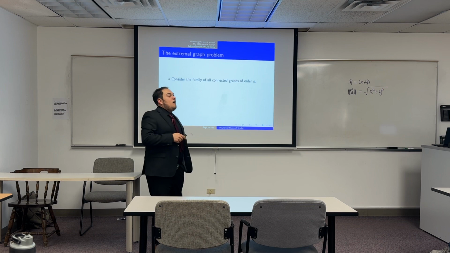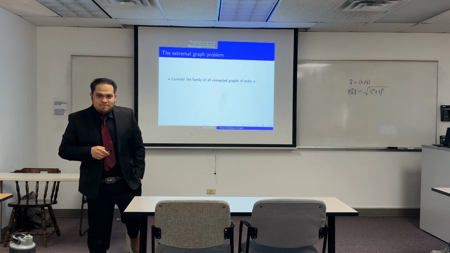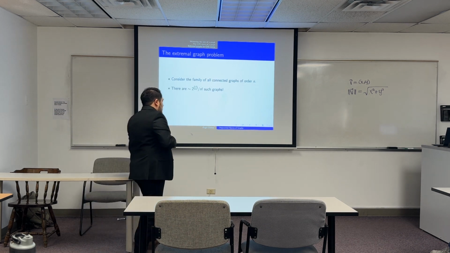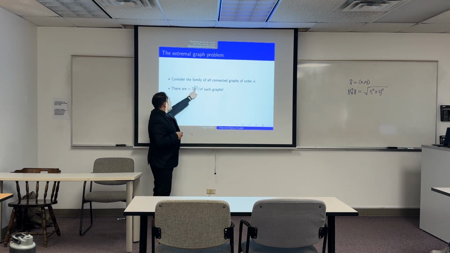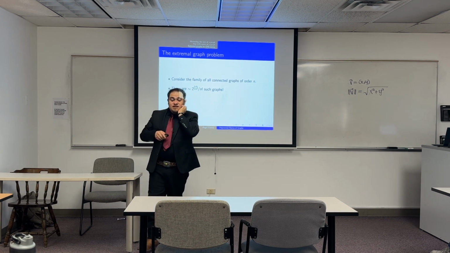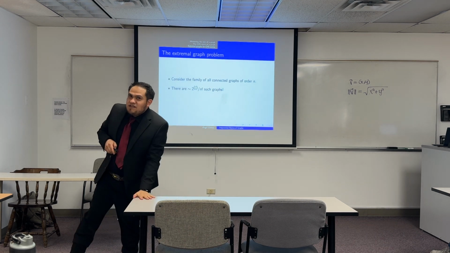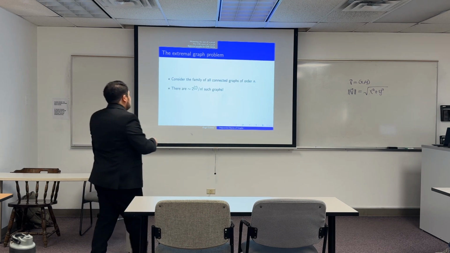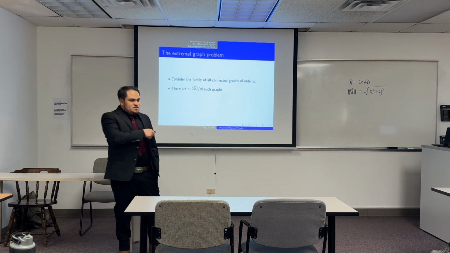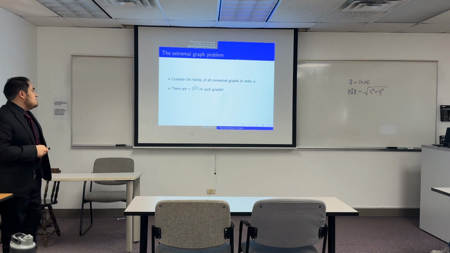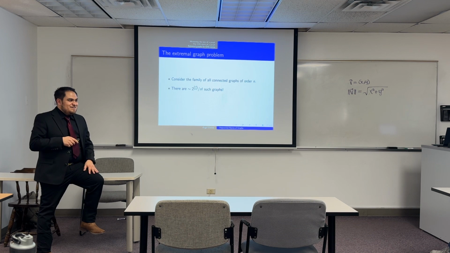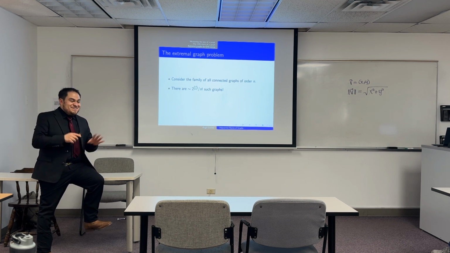Consider the family of all connected graphs of order n. Now, there are approximately 2 to the n choose 2 divided by n factorial such graphs. Now, interesting, this is not known. Nobody in the world knows how many connected graphs of order n there are. But approximately, it's known to be close to that number. What happens to this thing as n gets bigger? It's so big. It's ridiculously huge.